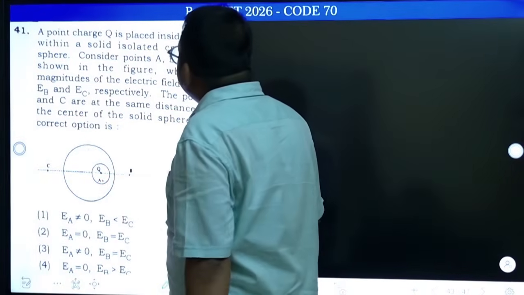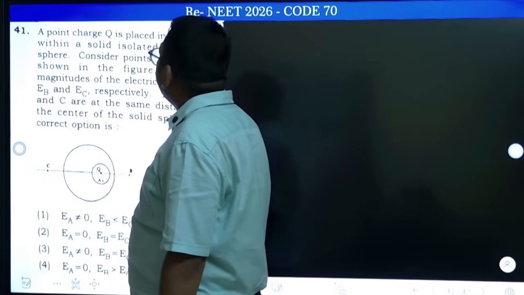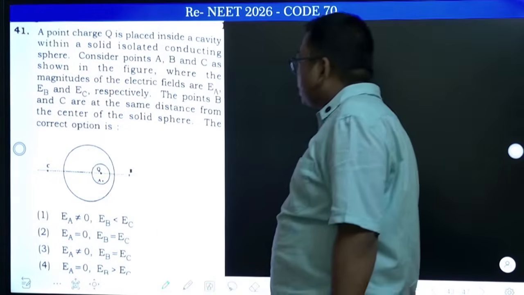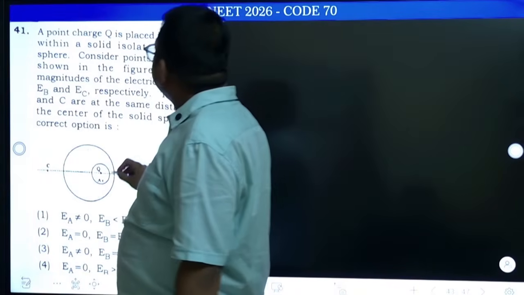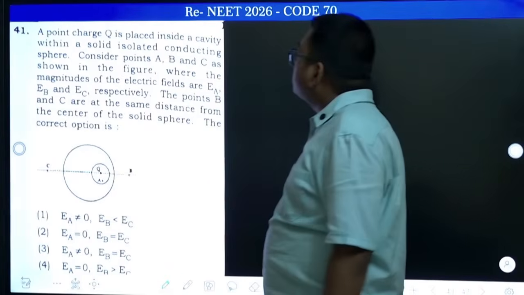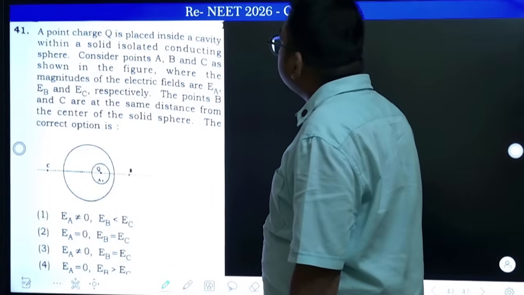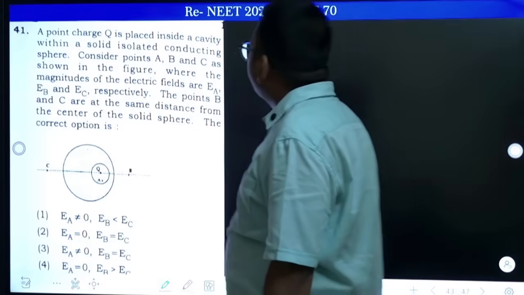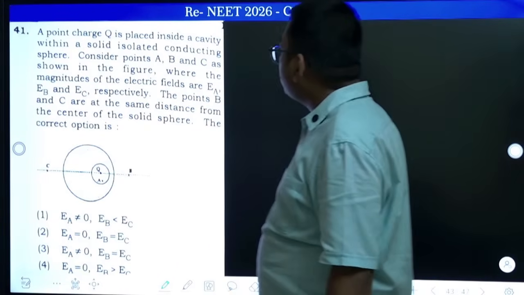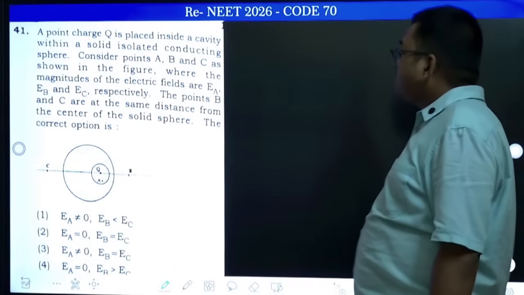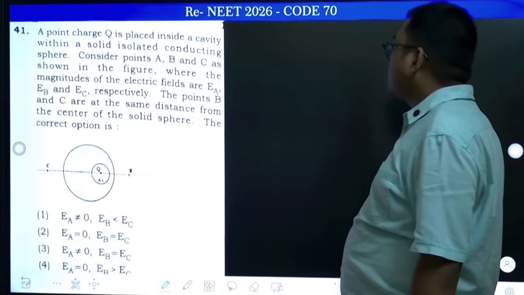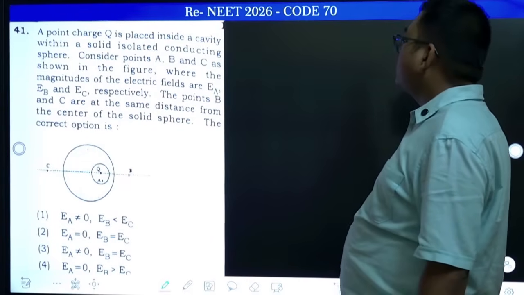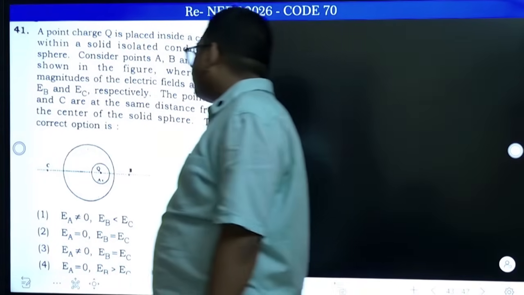A point charge Q is placed inside a cavity within a solid isolated conducting sphere. A point charge kept inside a cavity, in a solid isolated conducting sphere. Conductor it is. Consider points A, B, C, where magnitudes of electric fields are given. The points B and C are at the same distance, right? The correct option is.